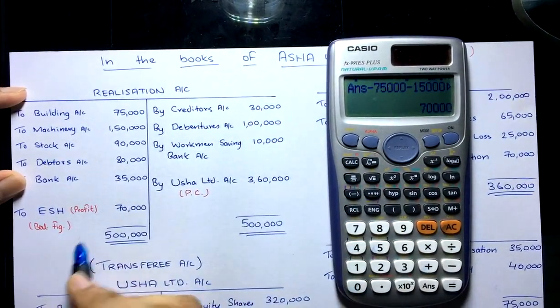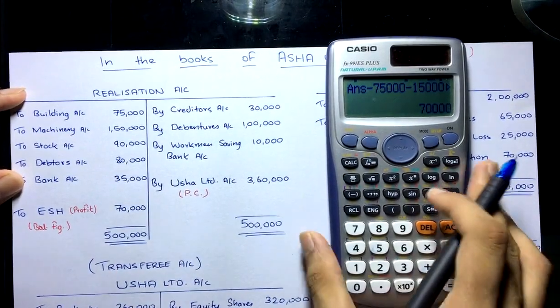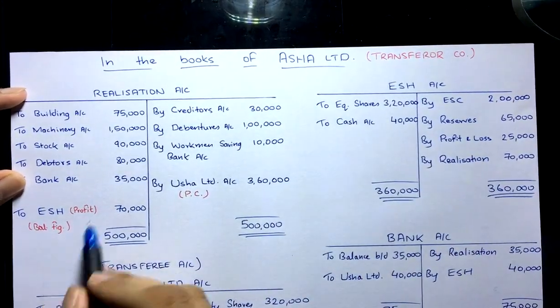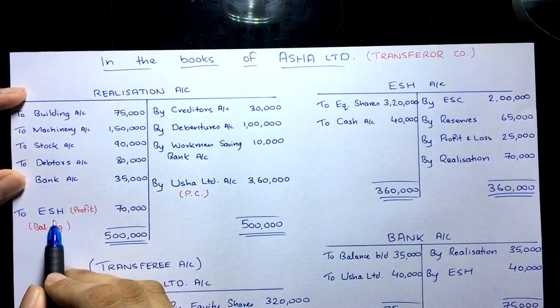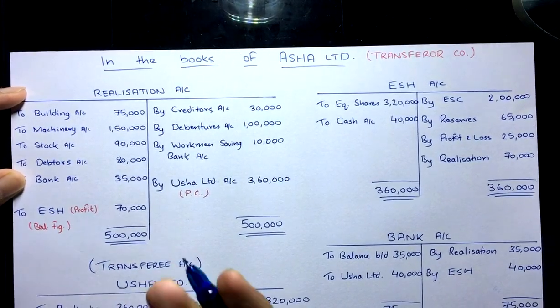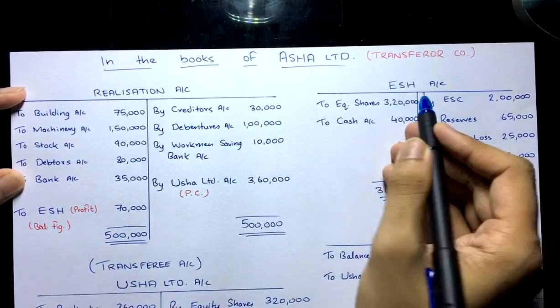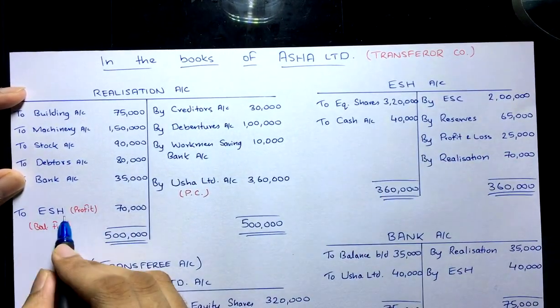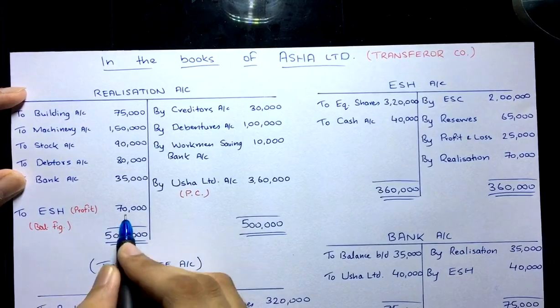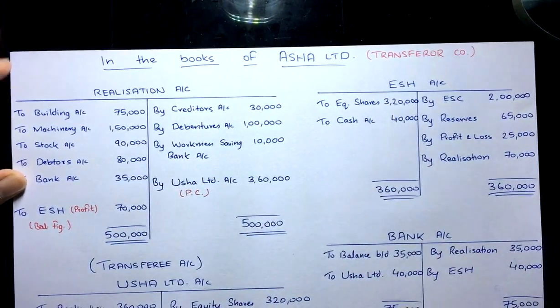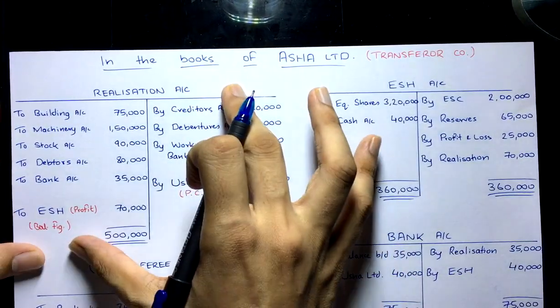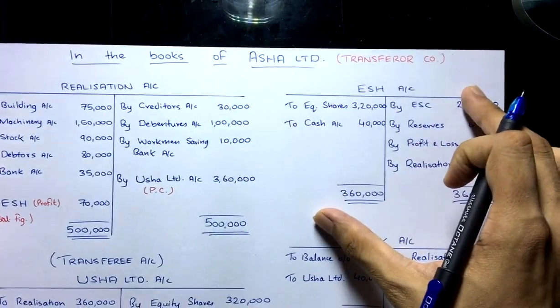That means we have made a profit on realization, and profit on realization will hit equity shareholder account, because they are the ultimate owners, right? Whatever profit is made at last has to go to equity shareholder account. So to equity shareholder account, profit, this is the balancing figure, 70,000. Fine, it will hit equity shareholder account.